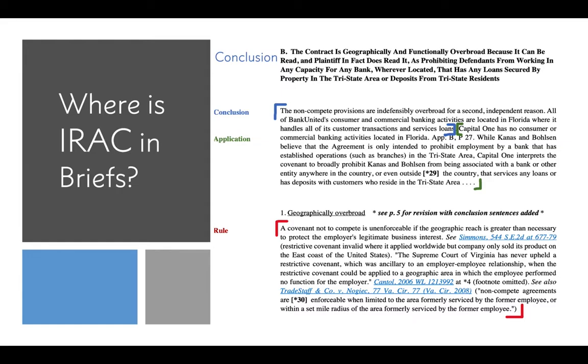A strong conclusion heading, followed by a strong conclusion topic sentence, followed by some application. If you needed to state the rule here, you could, but otherwise, it's good. And now you have a new section where you state a new rule. That works as well.